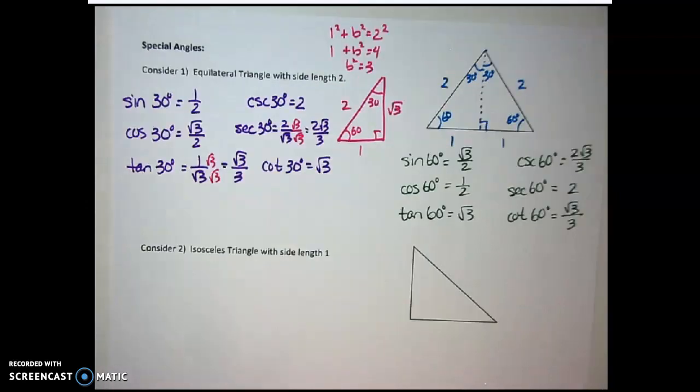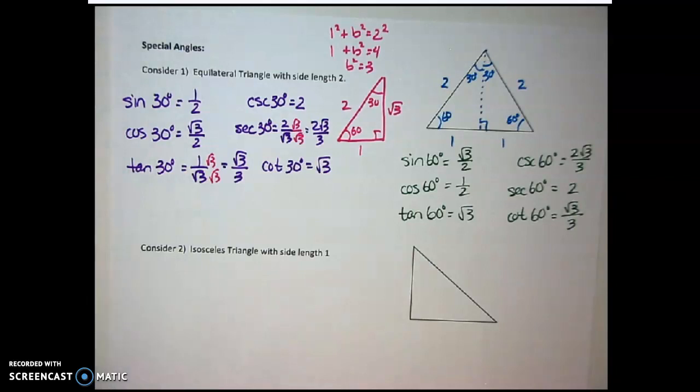There we have the 6 trig functions for the 30-degree angle and the 6 trig functions for the 60-degree angle. Be aware of some of the cool patterns that you might see. Trig is full of these cool patterns, and some of these are actually going to come up in some of the identities and formulas that we're going to be using later.